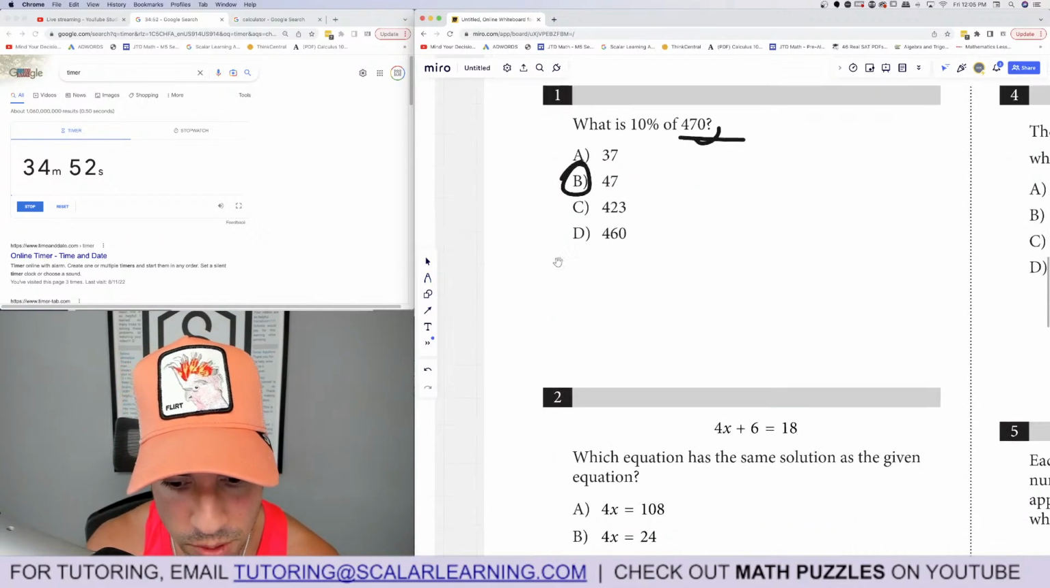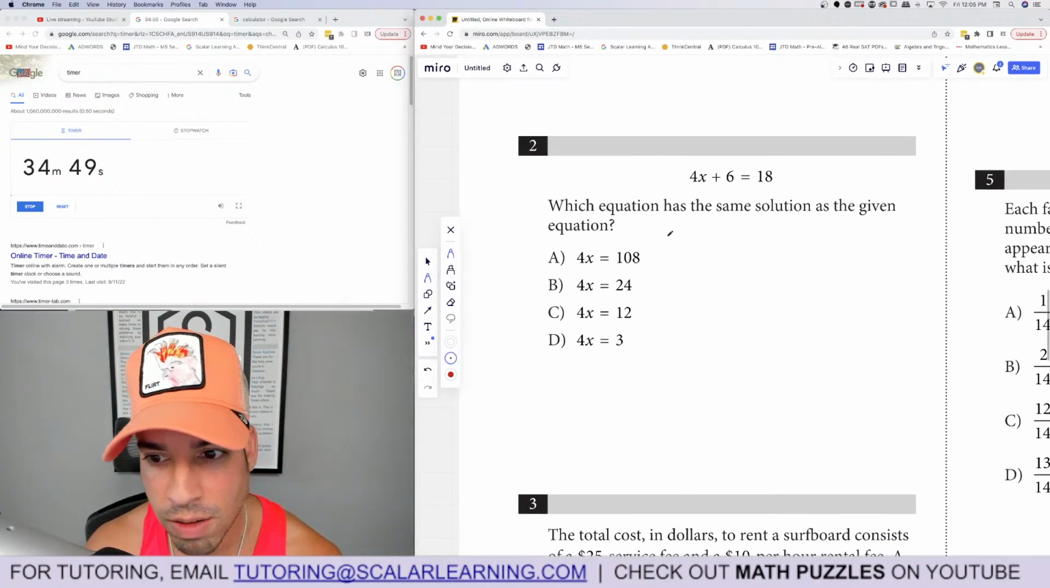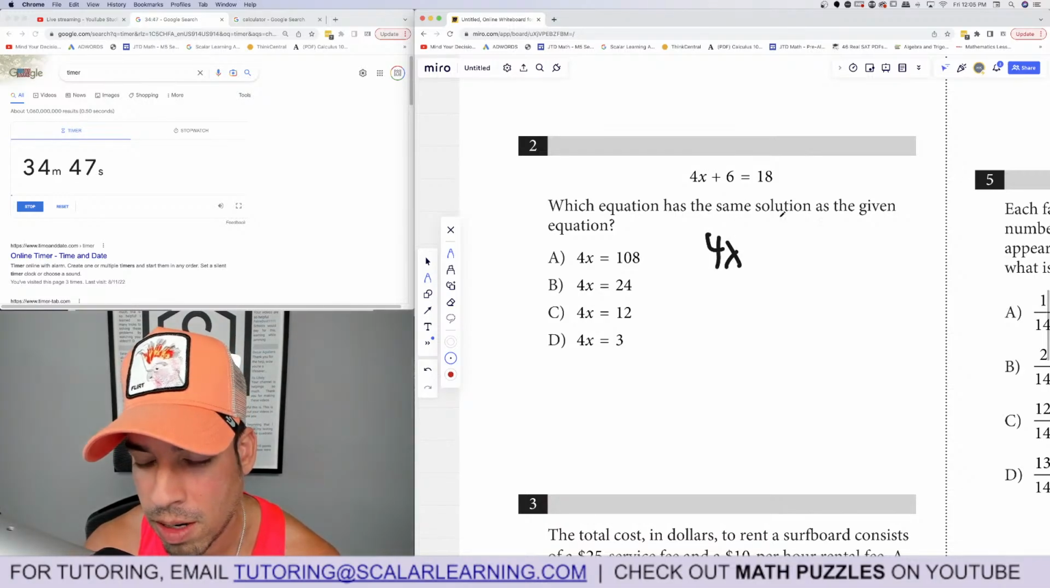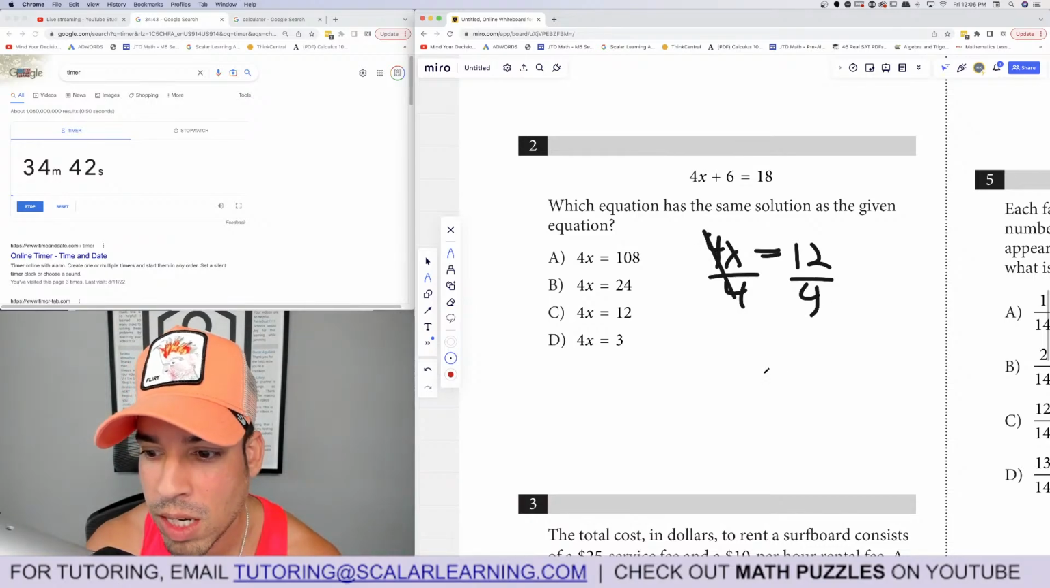47 is the winner. Boom, done. Number 2, which equation has the same solution as the given equation? All right, so we're going to solve typically by subtracting 6 from both sides. We got 12, divide both sides by 4. Boom, boom. And we got x equals 3.